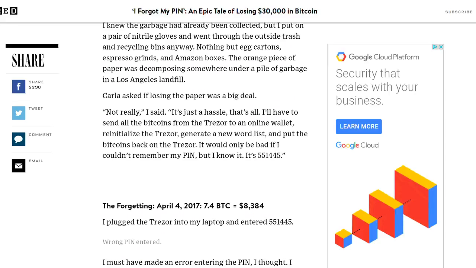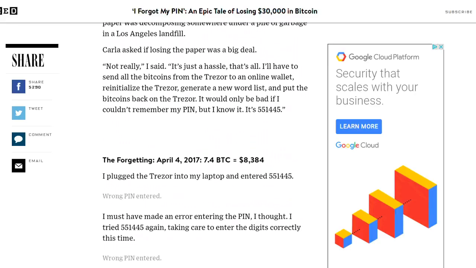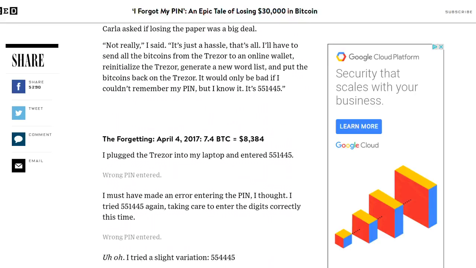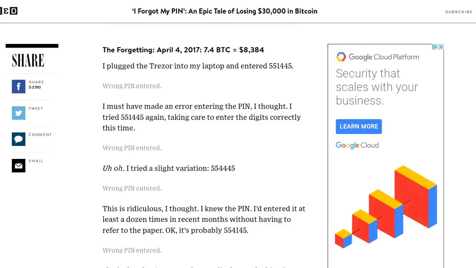Carla asked if losing the paper was a big deal. Not really. It's just a hassle, that's all. I'll have to send all the Bitcoins from the Trezor to an online wallet, reinitialize the Trezor, generate a new word list, and put the Bitcoins back in the Trezor. It wouldn't be so bad if I couldn't remember my PIN, but I know it's 551445. Okay. So now we're back to the same day, and he plugged it in and typed in the PIN.